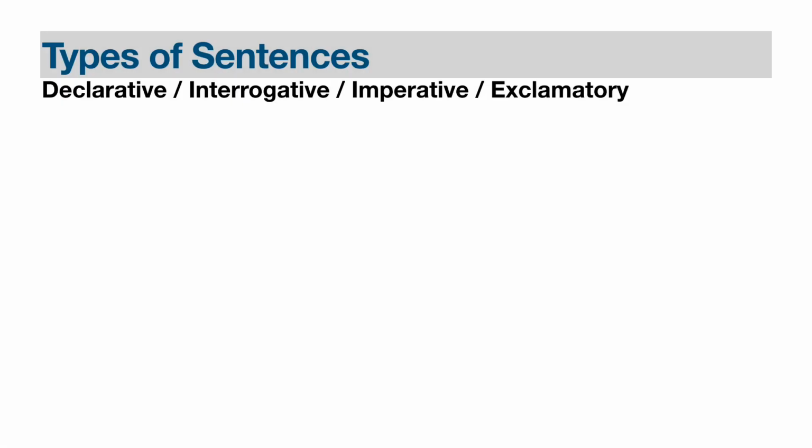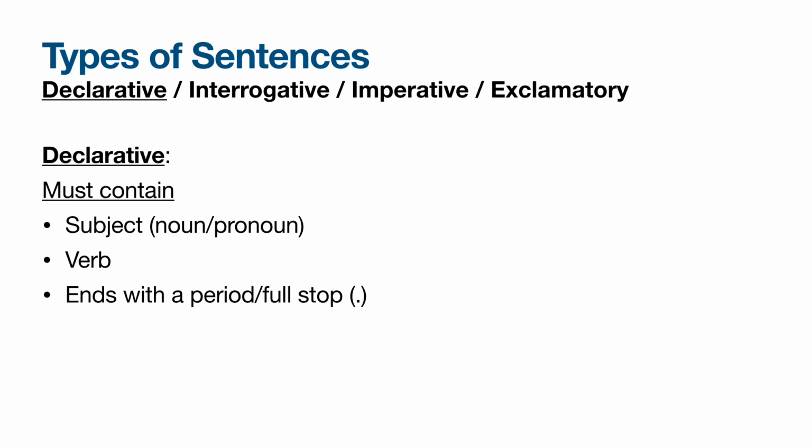Next, we'll take a look at the 4 types of sentences in the order in which they're most commonly used. The first being declarative. A declarative sentence tells something. It always contains a subject, either a noun or a pronoun, a verb, and it will always end in a period, or what British English calls a full stop.